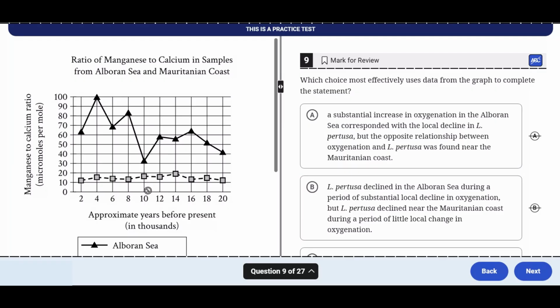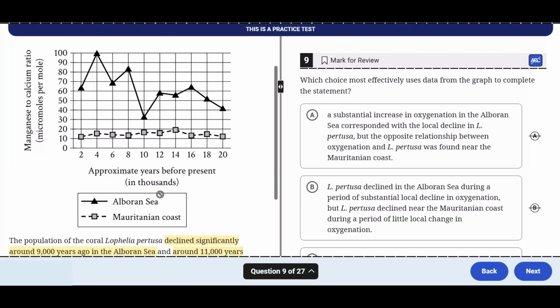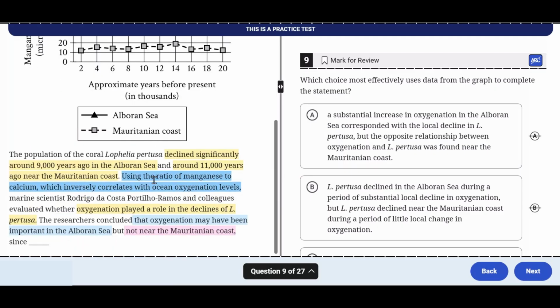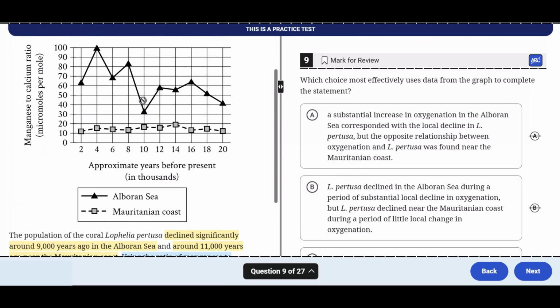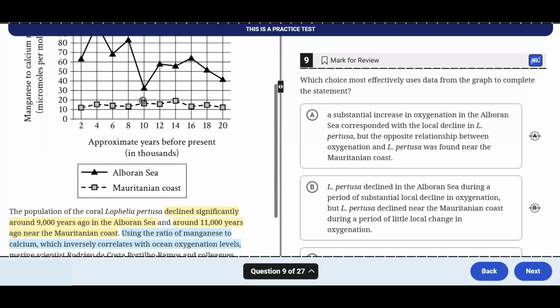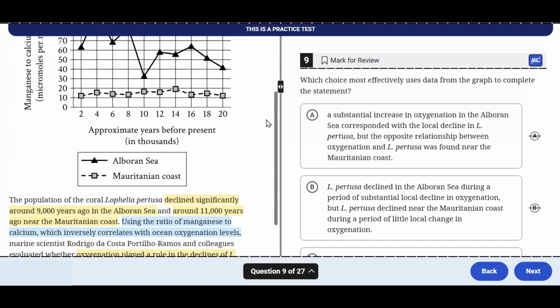But if you look 11,000 years ago at the Mauritian coast right here, you can see that there's absolutely no change whatsoever. So this would seem to support the researchers' conclusion, because the manganese to calcium ratio did change during this interval, but did not change for the interval for the Mauritian coast. So let's go ahead and take those ideas to our passage and look for an answer that matches those thoughts.